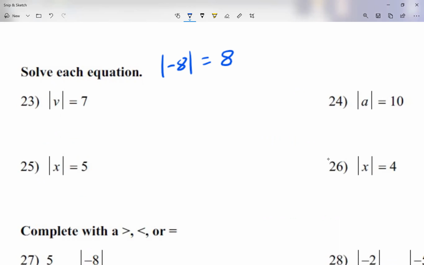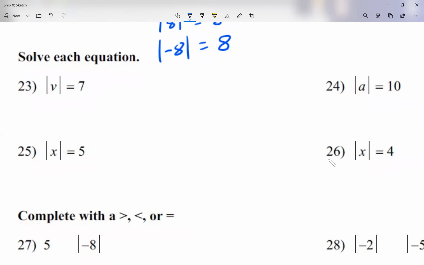The interesting thing, though, is that if I had given you the absolute value of +8, the distance from zero, it would have also given me an 8. My absolute value will always be positive, but the number to begin with could have been positive or negative. So here, for question number 23, it says solve each equation.